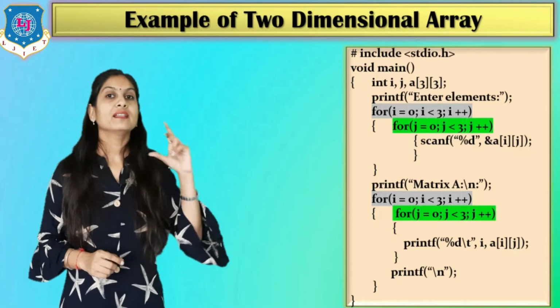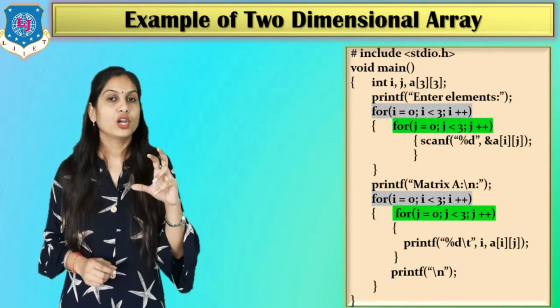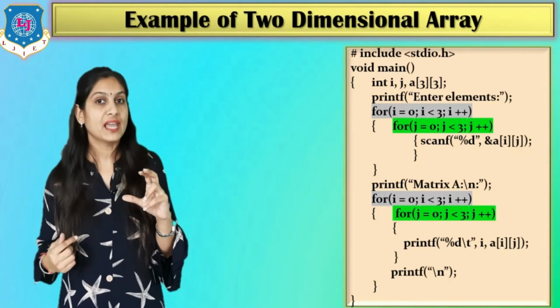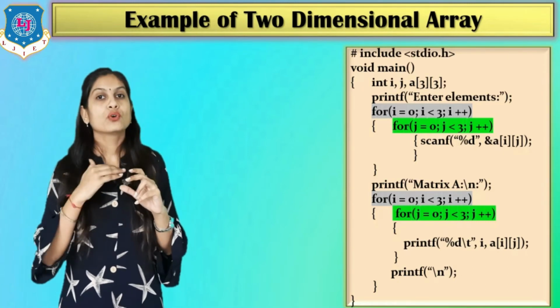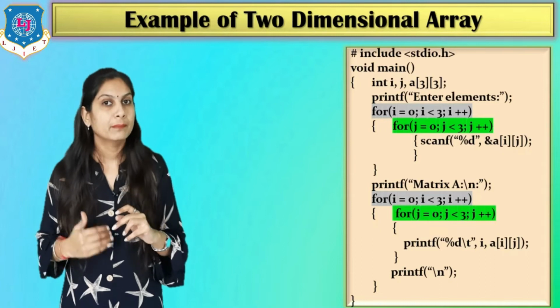Now after completing the second for loop, that is the inner for loop, we write printf("\n"). That is to move on to the next row. So row by row the data will be printed.